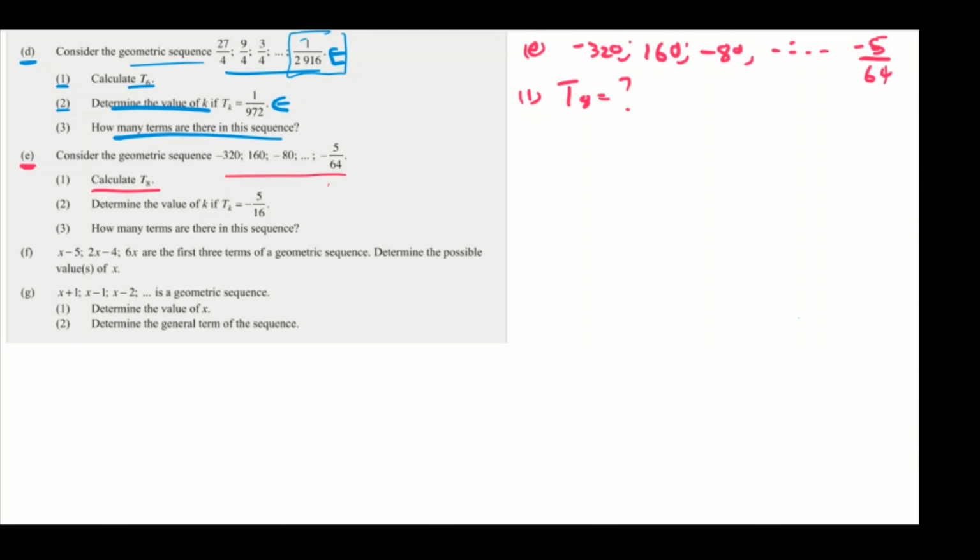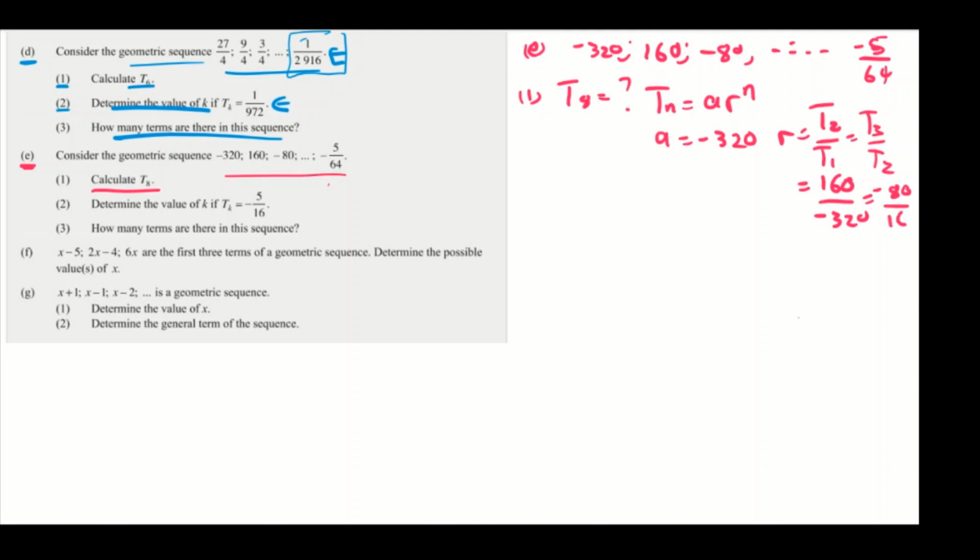So in the first part of the question, you're asked to find T8. We know very well that we can't find T8 without finding the general term of the sequence, and you know that this is a geometric sequence. So we're going to say Tn is equal to a r to the power of n. Our a value is equal to minus 320. My r is equal to T2 over T1, which is equal to T3 over T2. So T2 is 160 divided by T1, which is minus 320, equals T3 over T2, minus 80 over 160, right? Punch this in your calculator and tell me what you're getting. What I got here is minus 1 over 2, so that is my common ratio for this problem here.